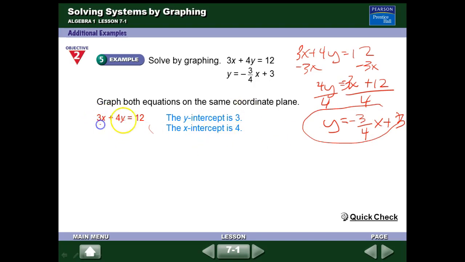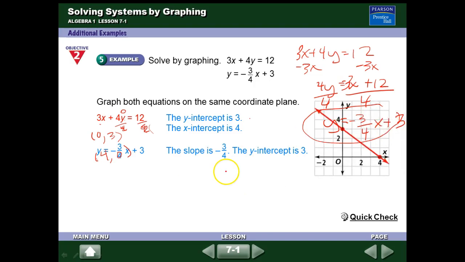So when x was 0, y would be 3. And when y was 0, x equaled 4. So they're saying the x-intercept is 4, y-intercept is 3. My next equation, same concept as what we just talked about here, is this next line. So our graph was at 0, 3, and 4, 0. And they made our line.